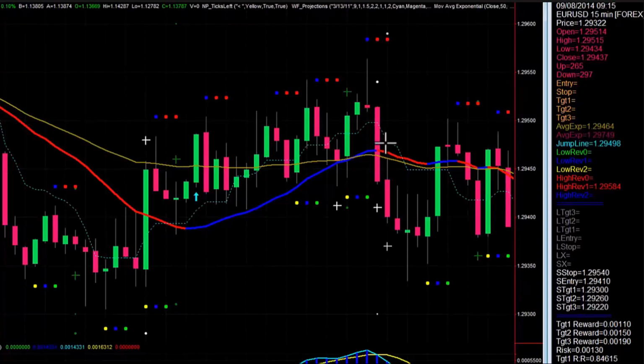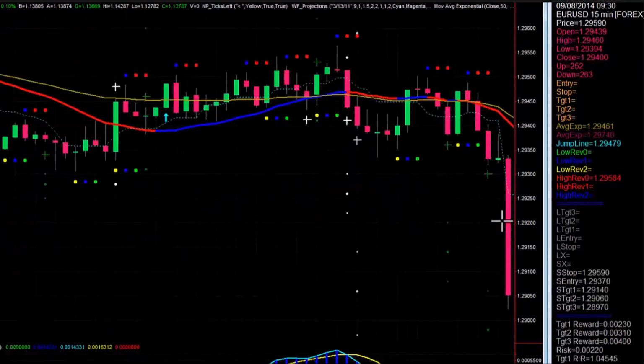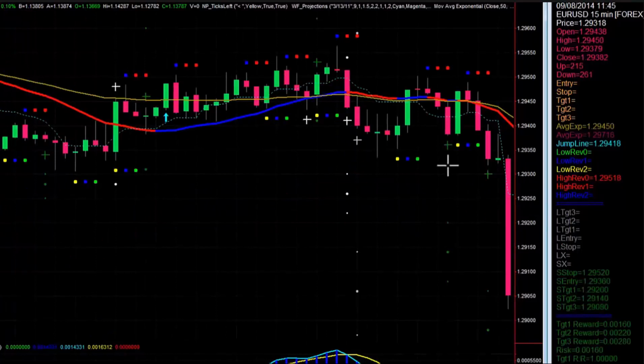You got the red working for you. It does trigger in. The stop is up here. And then ultimately it pushes down. You can add to your position maybe, either here or here. It's up to you. But notice how it comes down, and it's going to hit all the targets.